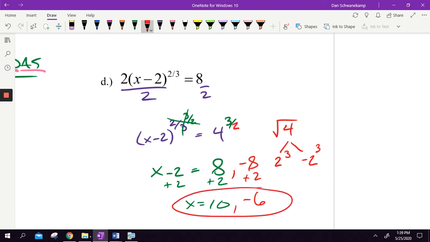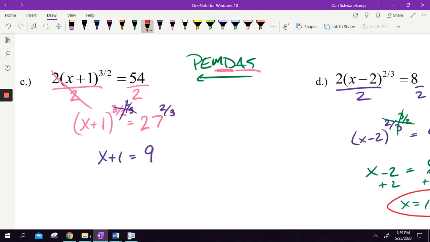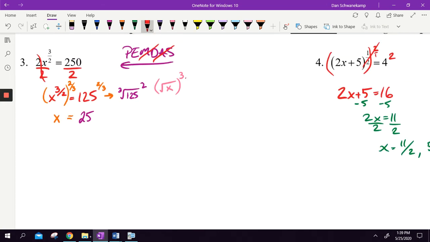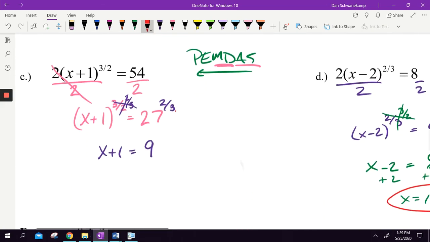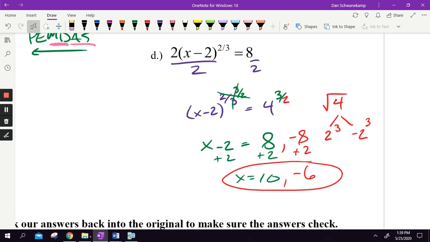And the reason is because I square rooted it. To get rid of that 2 power, I had to square root. I didn't have to worry about that here because to get rid of that power, I was cube rooting. And here I cube rooted. Okay? Just a matter of working it from that point. So 10 and -6 are going to be my answers.